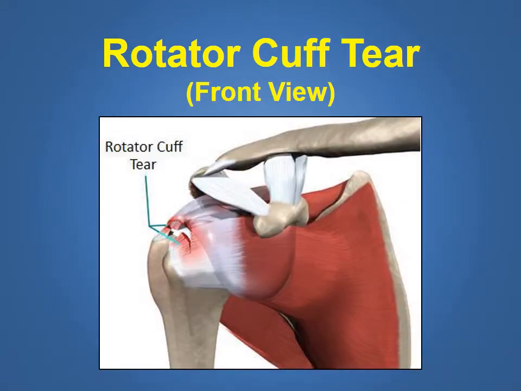When rotator cuff tears occur, they typically occur where the tendon of the rotator cuff attaches directly onto the bone. After the tear occurs, there is a hole present. This is a view of the front of the shoulder where you can see a small hole where the rotator cuff tear is present.